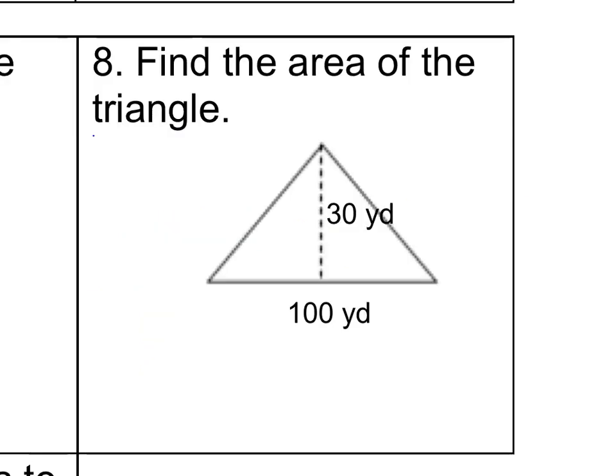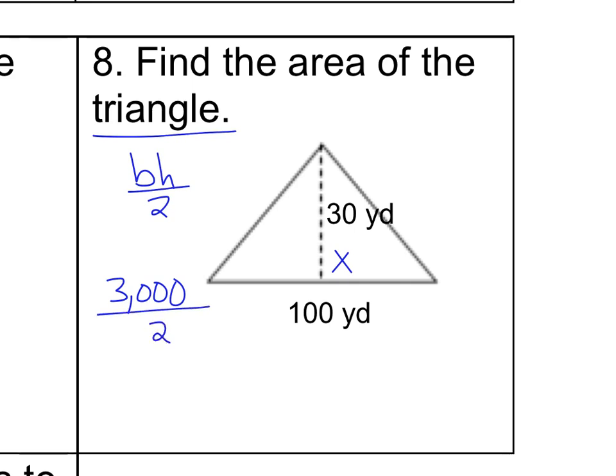Okay, formula for area of a triangle is base, that's a B. There we go, base times height divided by 2, or 1/2 base times height. So we're going to have 3,000, that's 30 times 100, and divide that by 2. So that's going to be 1,500, and that's yards squared.